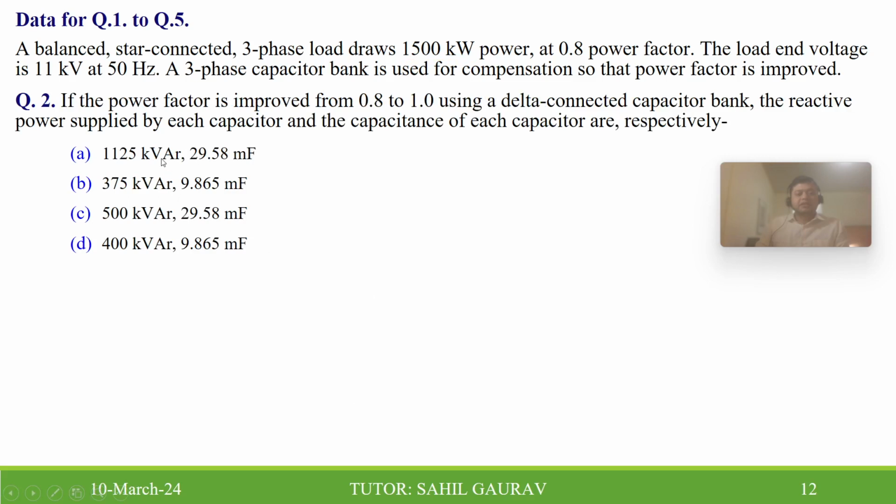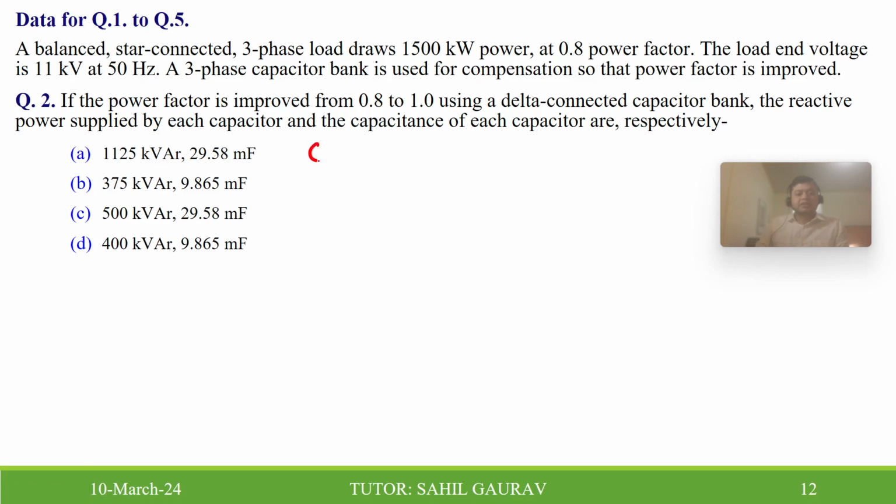Now it is saying that if the power factor is improved from 0.8 to unity using a delta connected capacitor bank, the reactive power supplied by each capacitor and the capacitance of each capacitor are respectively. So we have to find the reactive power.